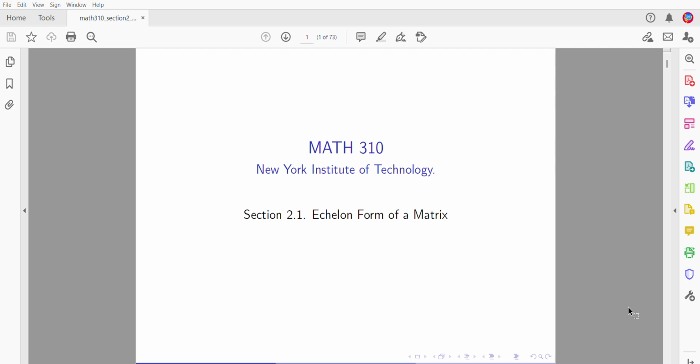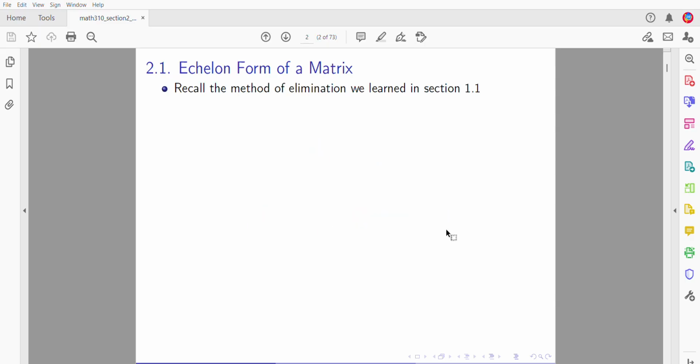Welcome back. Section 2-1, echelon form of a matrix. Echelon means steps or stairs. So echelon form of a matrix is a very important topic. Recall the method of elimination we learned in section 1-1.